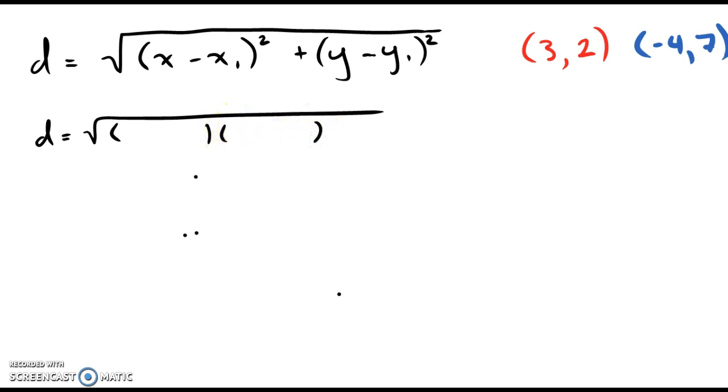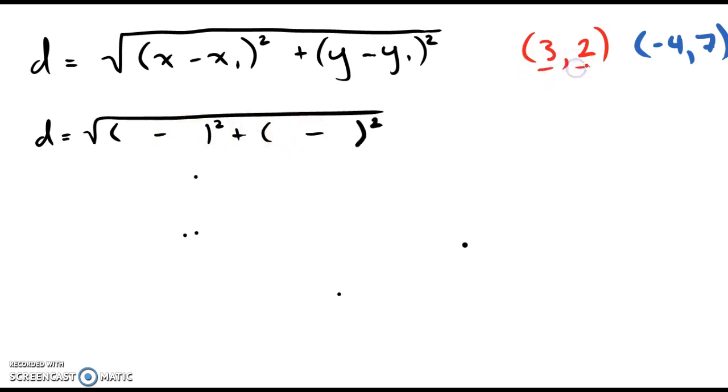We're going to square them to get rid of the negatives, and then we're going to take the square root of them to undo the square. So squared, squared, and we're going to add the differences of the x's to the differences of the y's, so we're going to put minuses. Now we're just going to fill in the numbers.